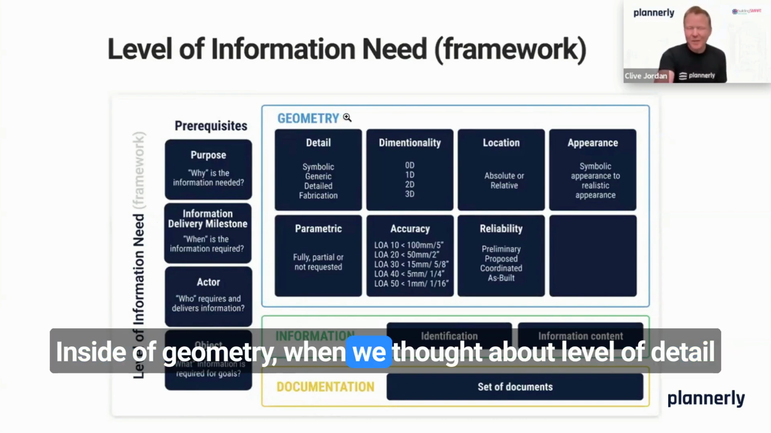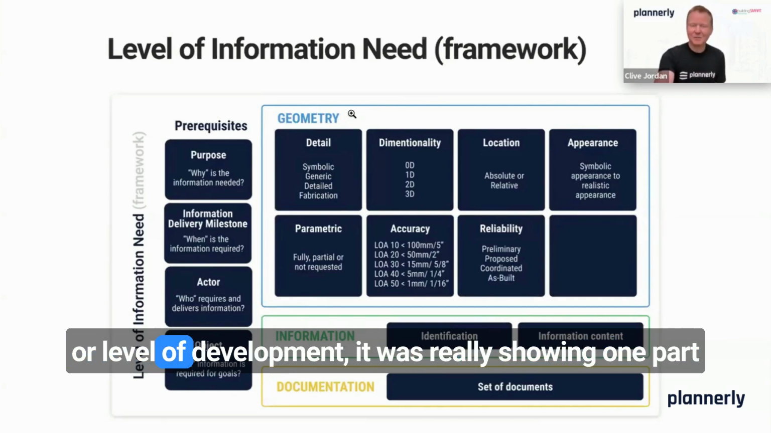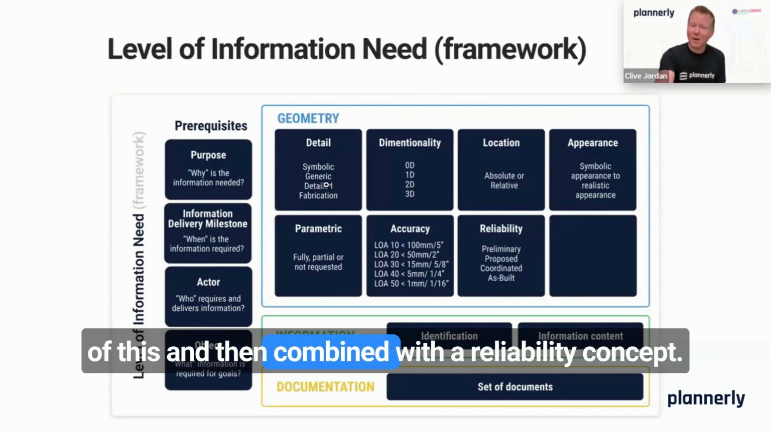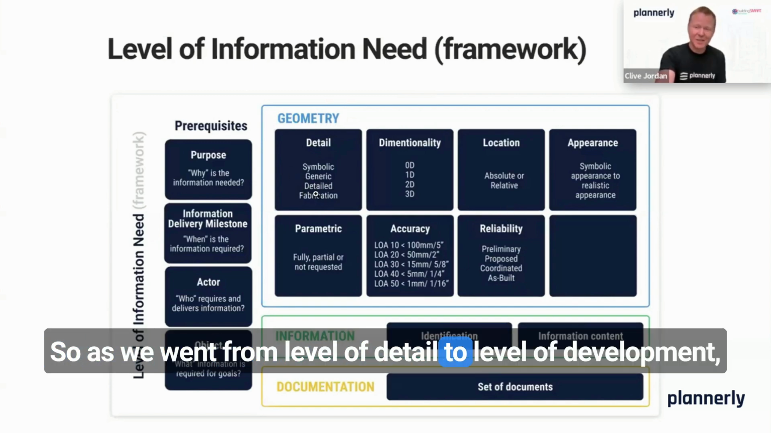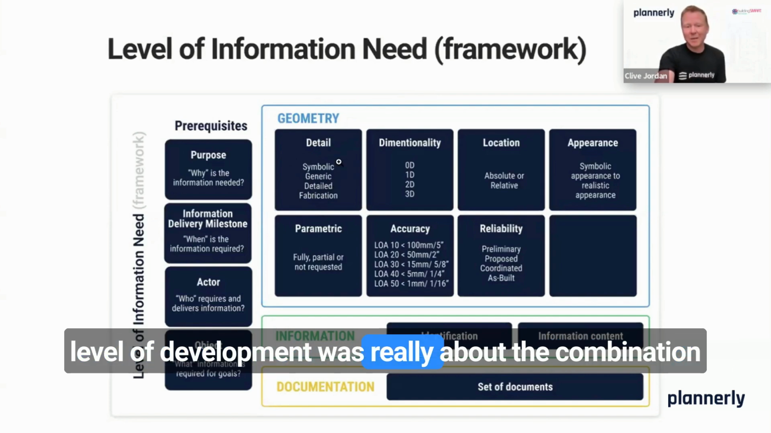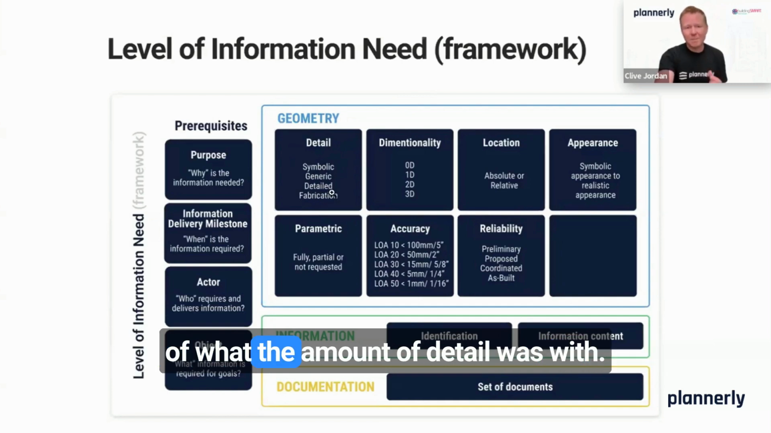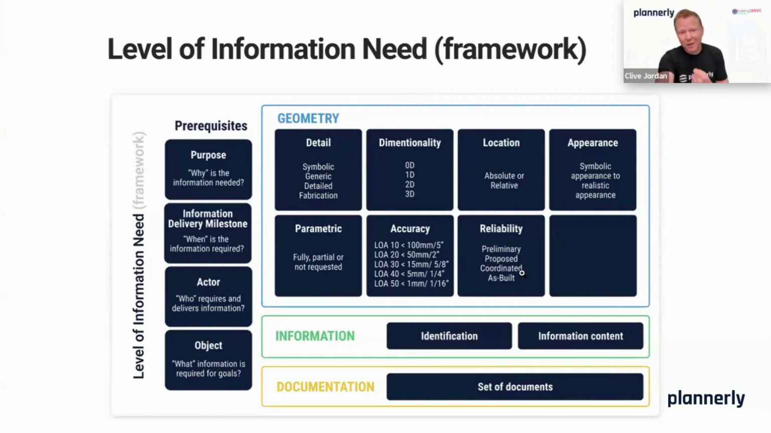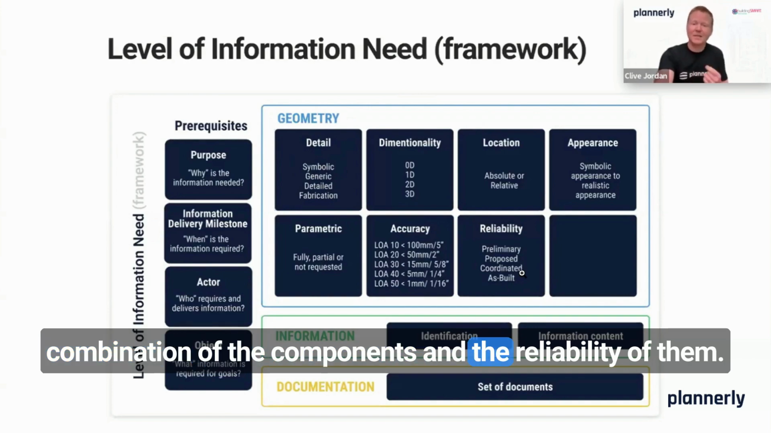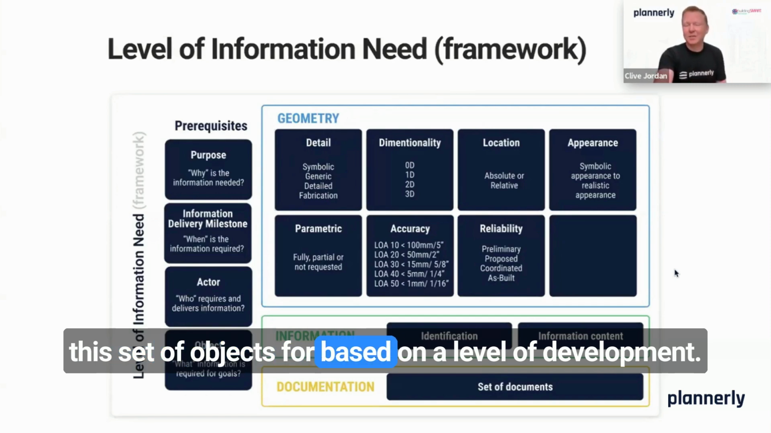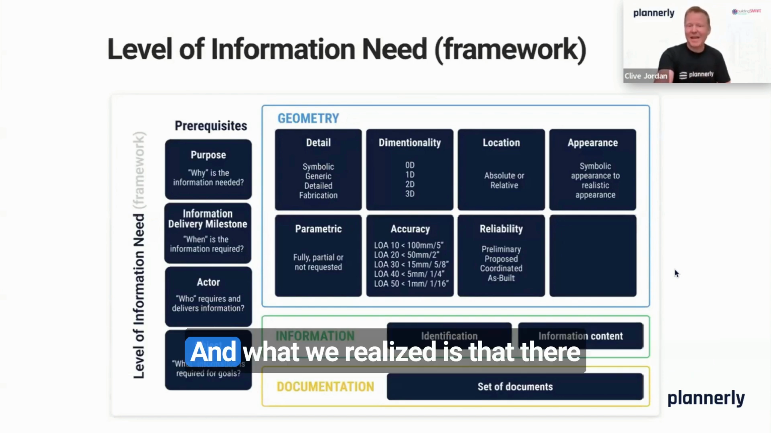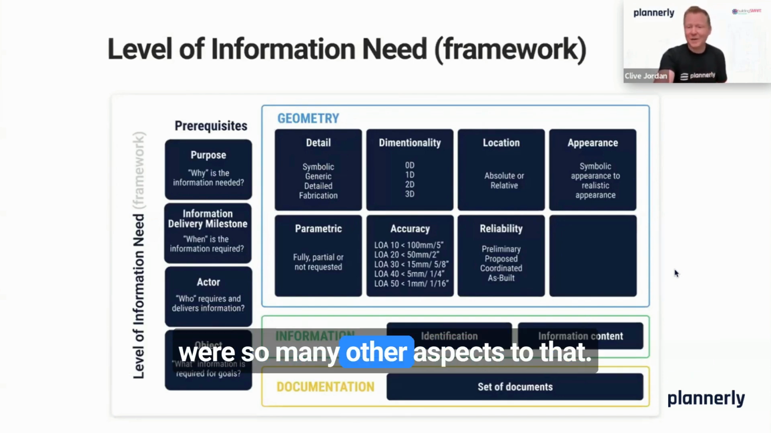Inside of geometry, when we thought about level of detail or level of development, it was really showing one part of this and then combined with a reliability concept. So as we went from level of detail to level of development was really about the combination of what the amount of detail was with combination of the components and the reliability of them. So what we were really saying was, this is what you can use this set of objects for based on a level of development. And what we realized is that there were so many other aspects to that.